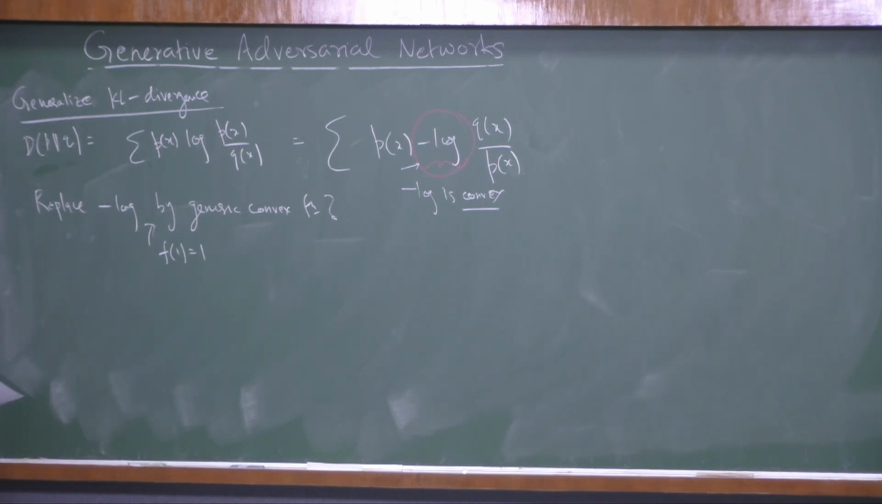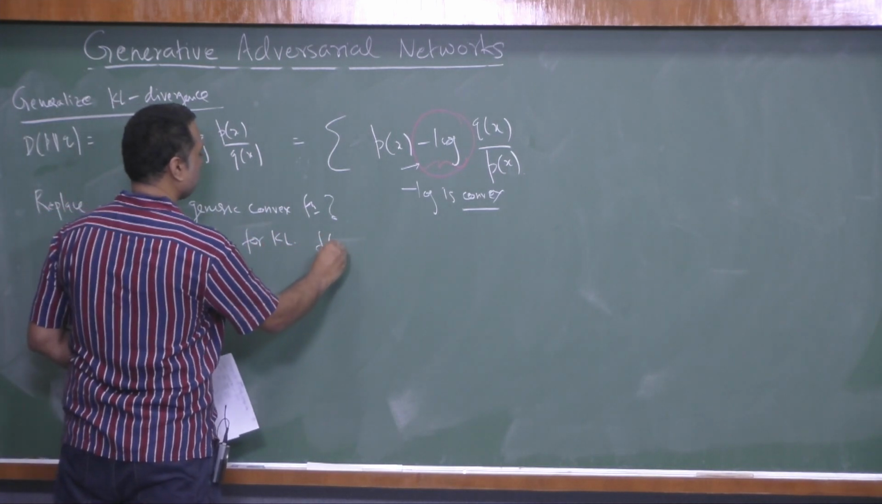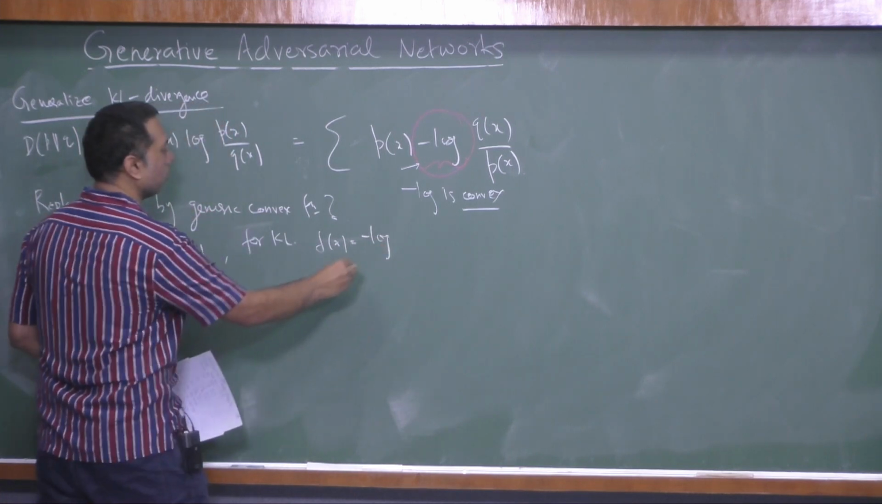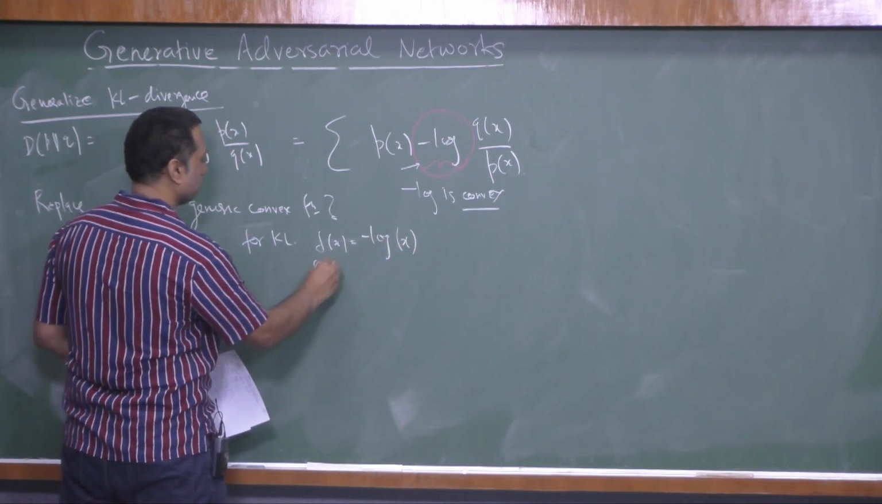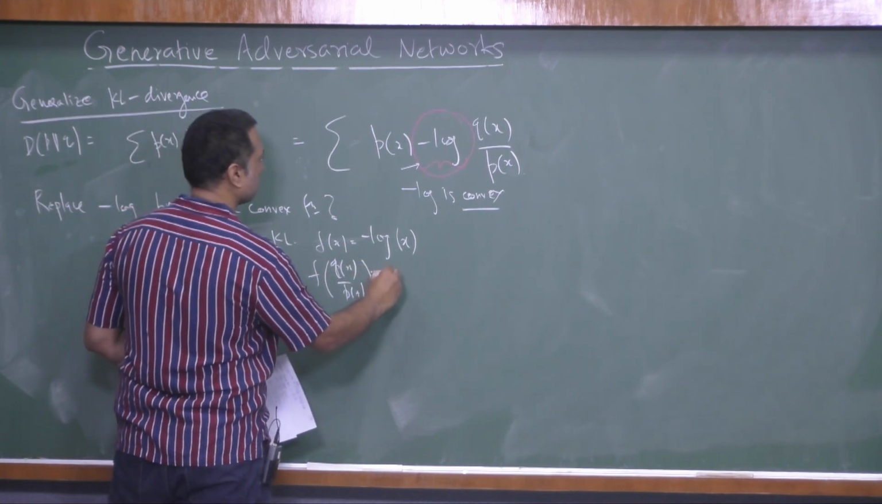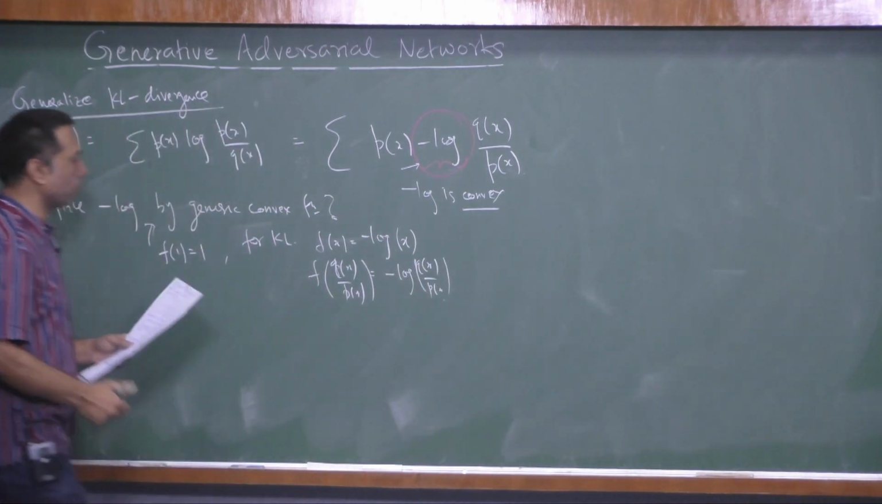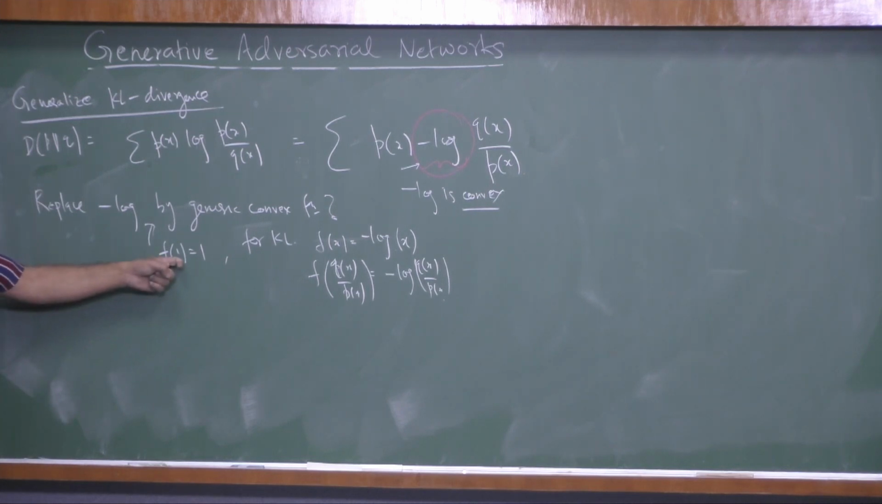In this case, for KL, our convex function is f(x) is minus log x, and obviously in our case the x was q(x) by p(x), and it became minus log q(x) by p(x). So that's one. What we want is not just any convex function, but one with this restriction, where at 1 it vanishes, and that gives me a good measure. When they are equal they must vanish.